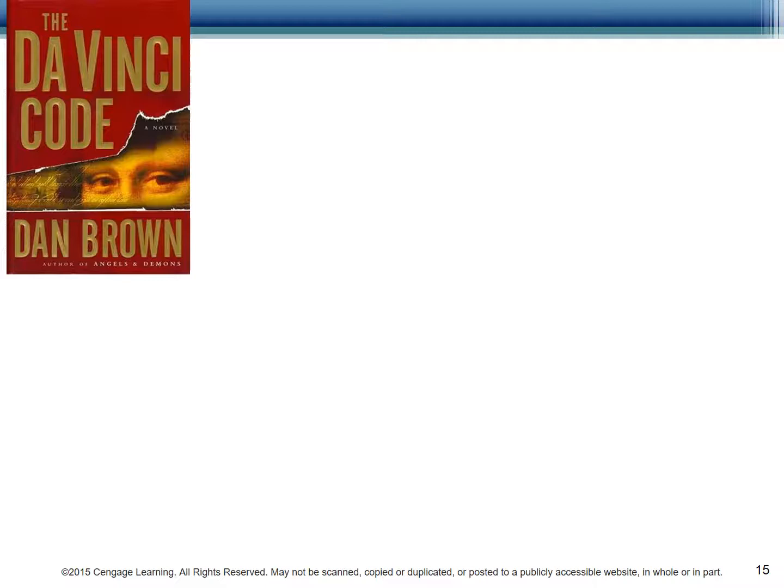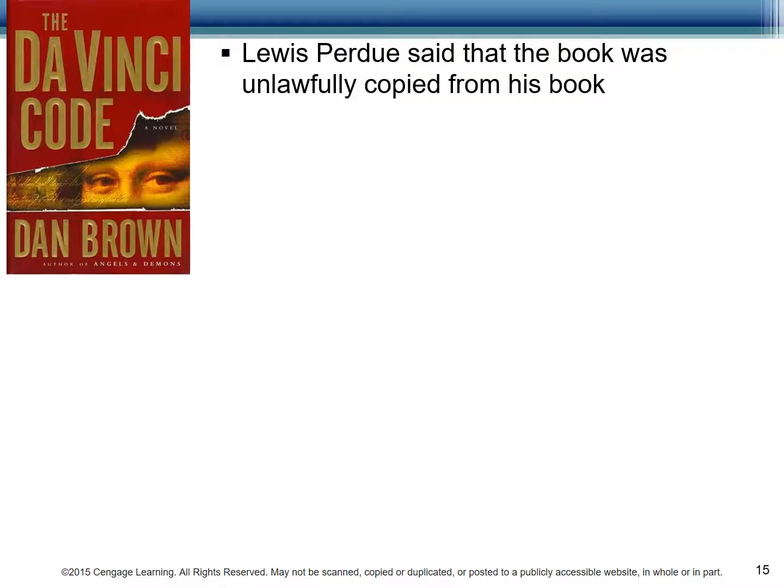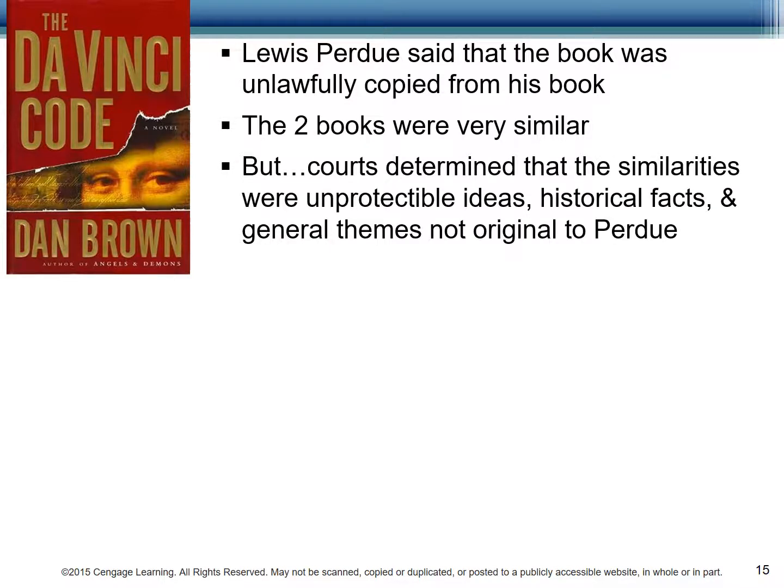Have you read The Da Vinci Code by Dan Brown or seen the movie with Tom Hanks? Louis Perdue challenged that his earlier book, Daughter of God, was unfairly copied to make the Da Vinci Code. If you remember, the Da Vinci Code talked about various religious themes and historical legends that were common knowledge or ideas. While the 2 books were very similar, the courts decreed that the similarities were ideas. Since ideas cannot be protected, but only how the ideas are expressed, there was no case.